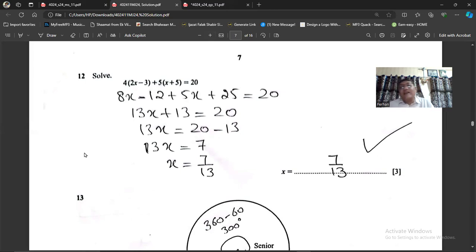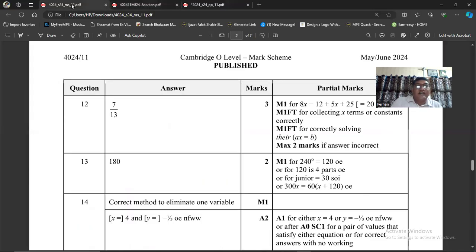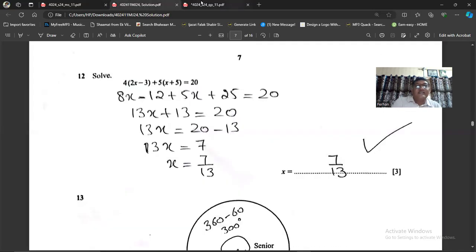So x and x will be added, numbers and numbers will be added. So 13x plus 13 is equal to 20. So 13x will be equal to 20 minus 13. 13x will be equal to 7. x will be equal to 7 by 13. So 7 by 13 is our answer. 7 by 13 is the right answer, sir.